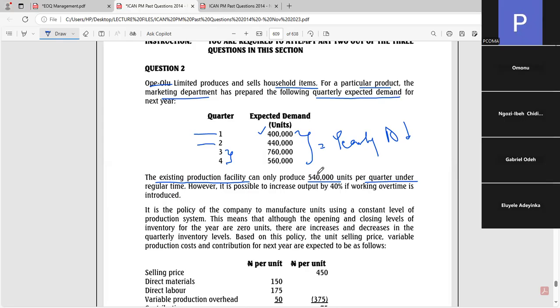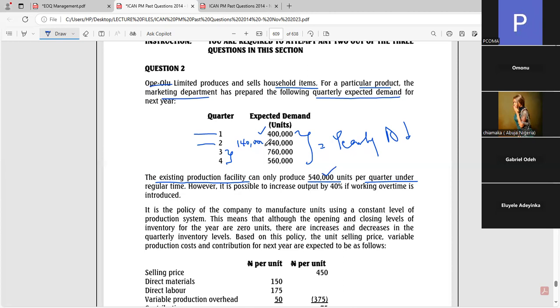Then at the back of your mind is also telling you that if I produce 540 and I sell 400, I'm still left with 140 now as closing stock. That closing stock will come to quarter 2 as 140. So 140,000 plus 440,000, what will that give you? You know they did not come with calculator. You use brain now. 580,000. 580,000 in quarter 2 simply means that we can meet the demand.